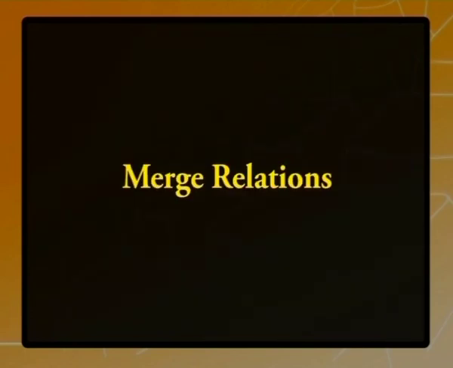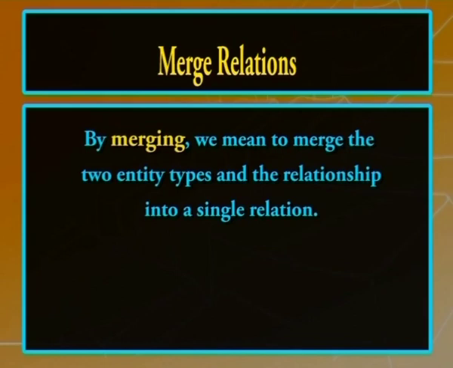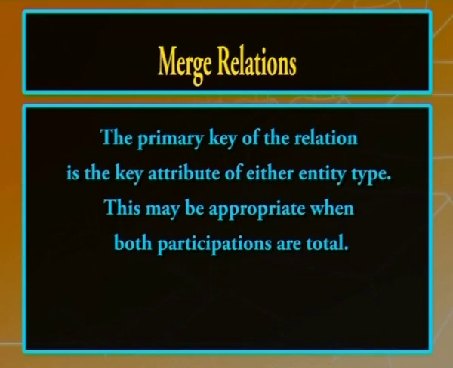And the second approach is to merge relations. First was foreign key and now is merge relations. By merging, we mean to merge the two entity types and the relationship into a single relation. The primary key of the relation is the key attribute of either entity type. This may be appropriate when both participations are total.